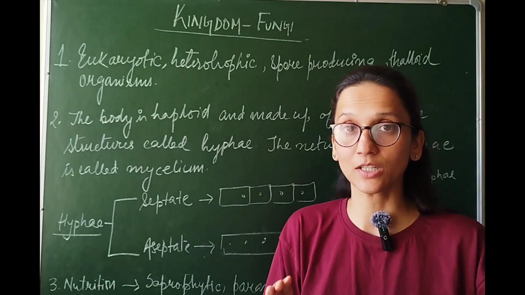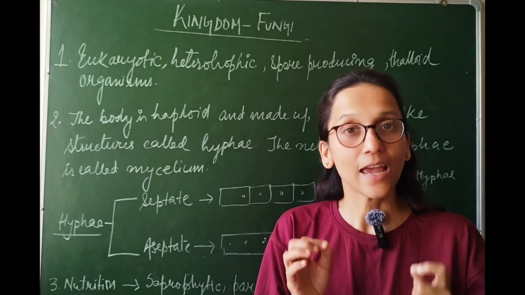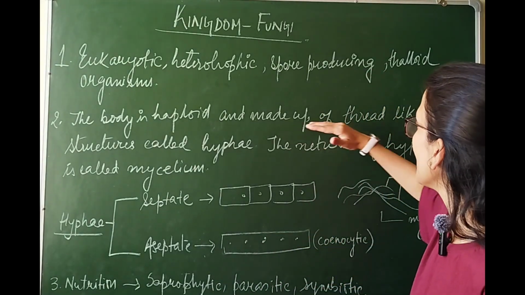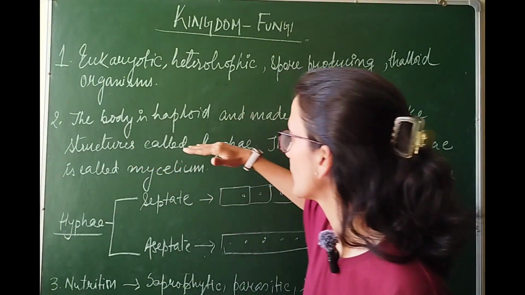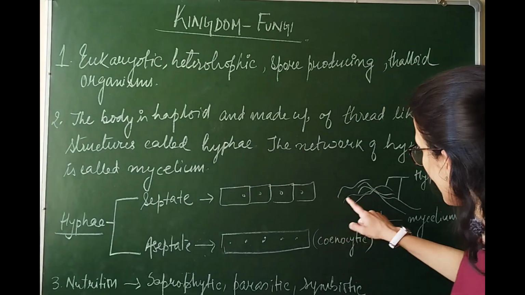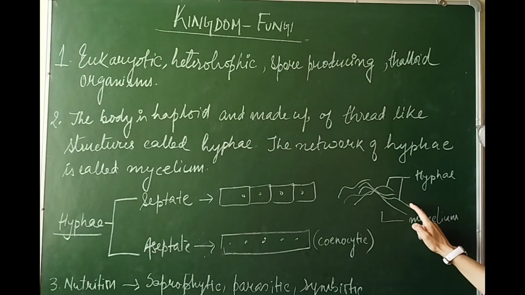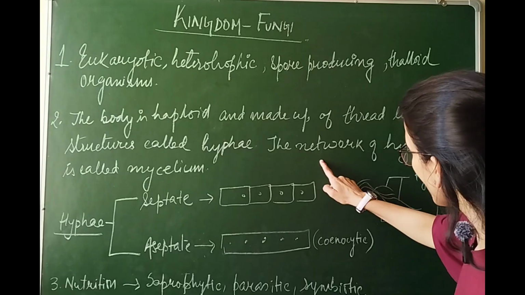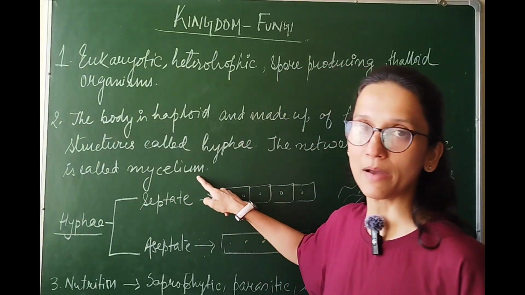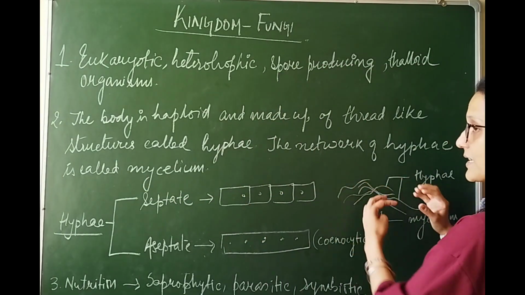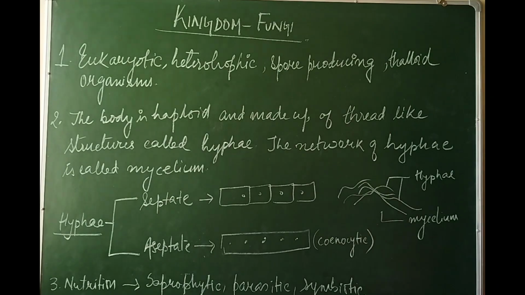That means जो structure इनका हमें दिखता है, it is haploid and is made up of thread-like structures which are called hyphae. ऐसे कुछ thread-like structures बनते हैं, उन्हें hyphae कहा जाता है. The network of hyphae is called mycelium. और जब ये सारे thread-like structure इकट्ठे एक जगह aggregation में रहते हैं, that is known as mycelium.